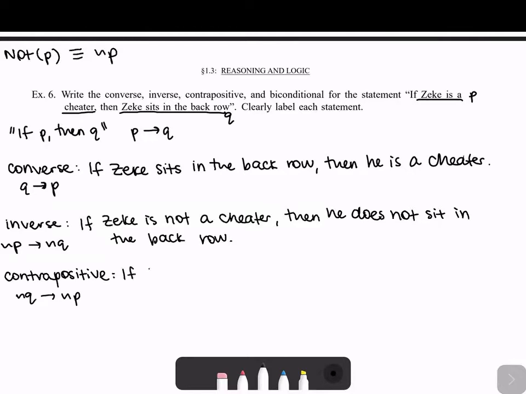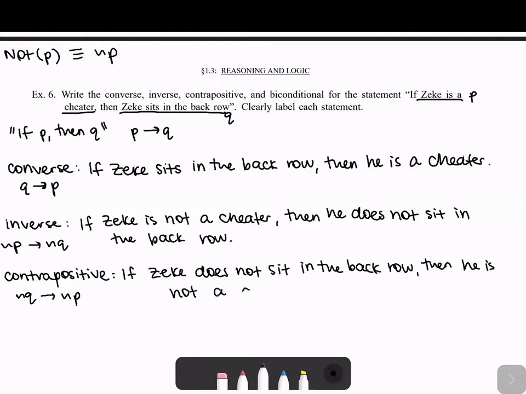If Zeke does not sit in the back row, then he is not a cheater. Okay, so these are the different ways that we do these things.